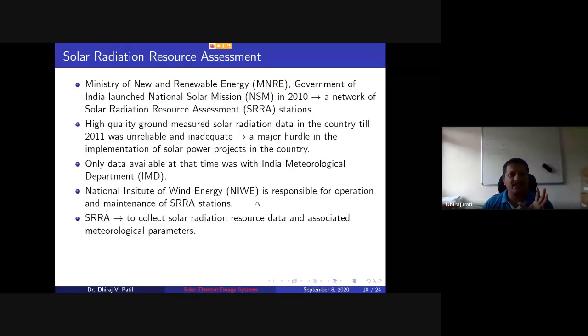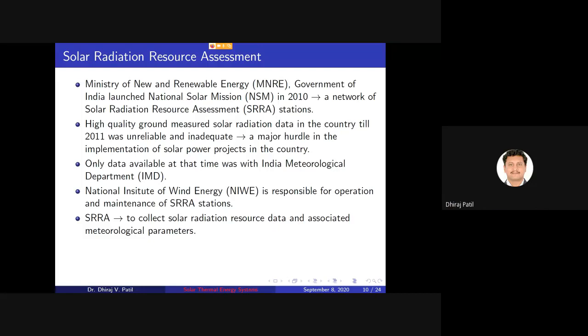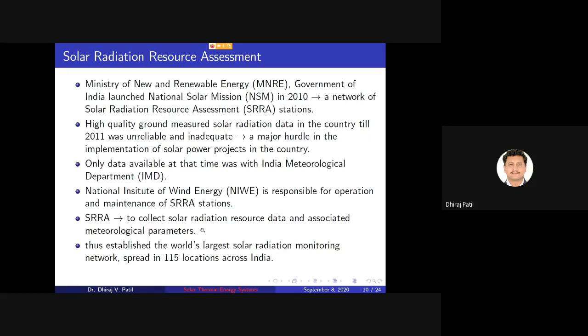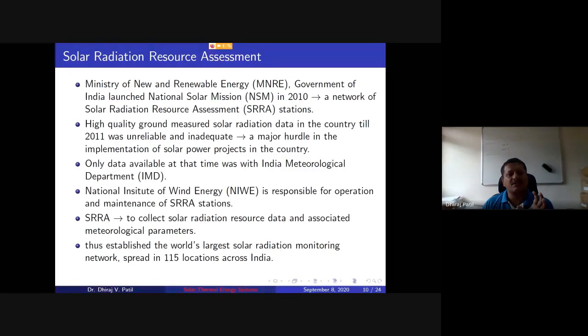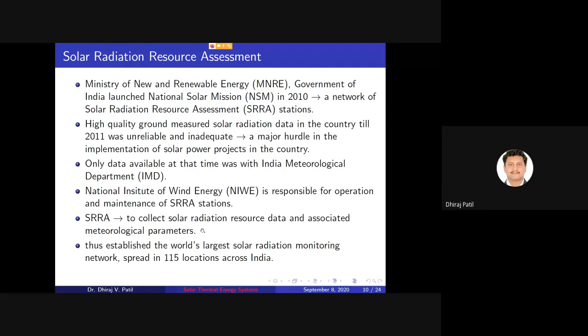So now we can map basically. This SRRA network collects the solar radiation resource data and associated meteorological parameters. Along with solar radiation, it also collects some meteorological parameters. It is the world's largest solar radiation monitoring network. So we should understand that we have invested a lot.